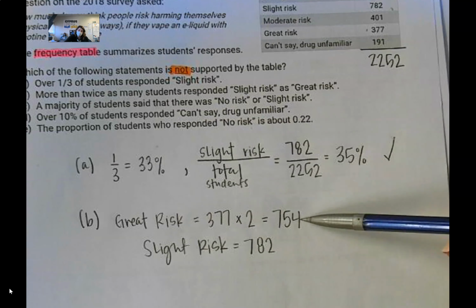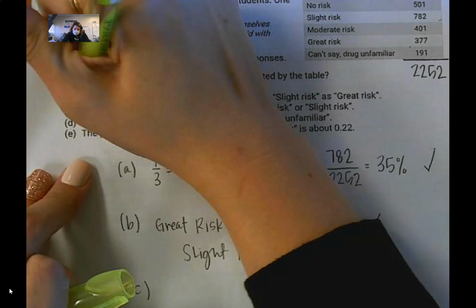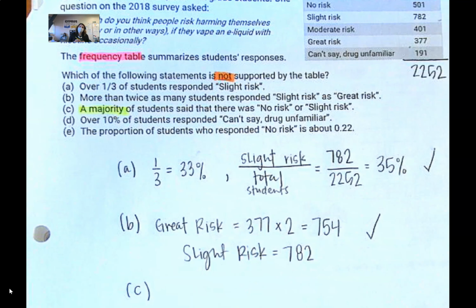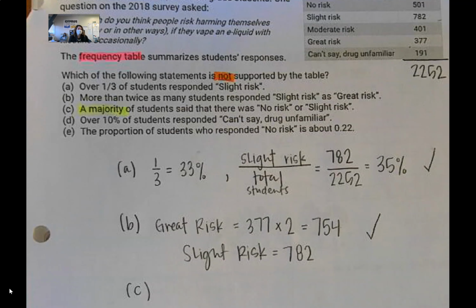C. A majority of students said that there is no risk or slight risk. So, we're talking about data that makes up a whole. So we're talking about data that's supposed to add to 100%. So if we are looking at votes and we are going to say majority wins, how much percent out of 100 would be the majority? What's the least amount you could have?